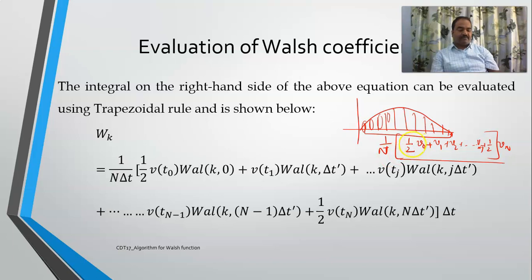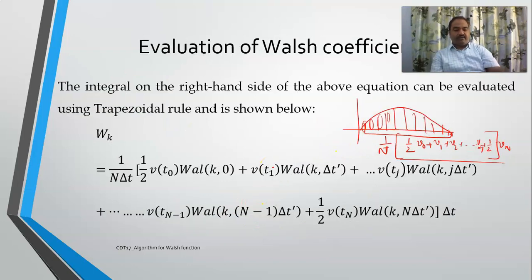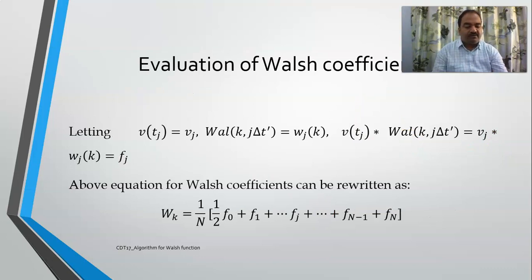So the same trapezoidal rule I am applying here. So this integral of f of t from 0 to t, I am doing it in terms of discrete things. So these are the discrete values. See, the first term and the last term I am taking as half, whereas the remaining terms I am taking them as full. So this is the way how to determine the Walsh functions when you do have the discrete signals.